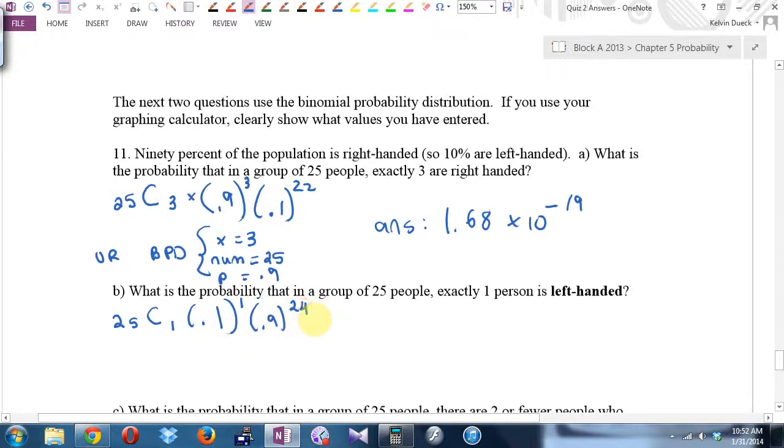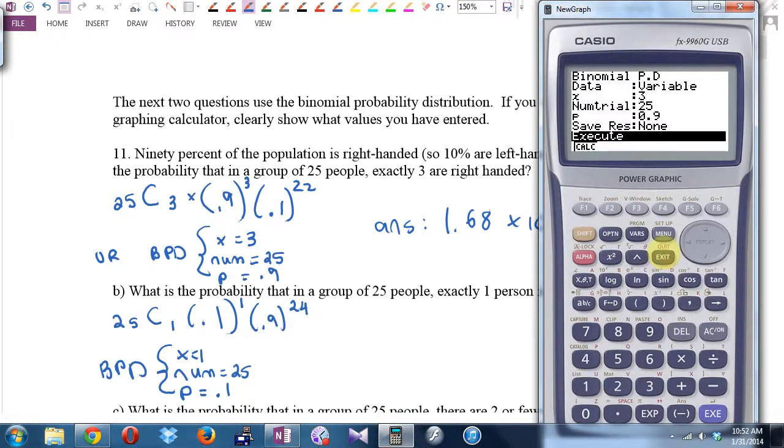24 of them. Or you can go binomial PDF, and you can say x equals 1, number of trials equals 25, and the probability that you're a lefty is 0.1. I'm going to use that method because it's quicker. 1, 25, 0.1. Yeah, that's better. 0.1994.